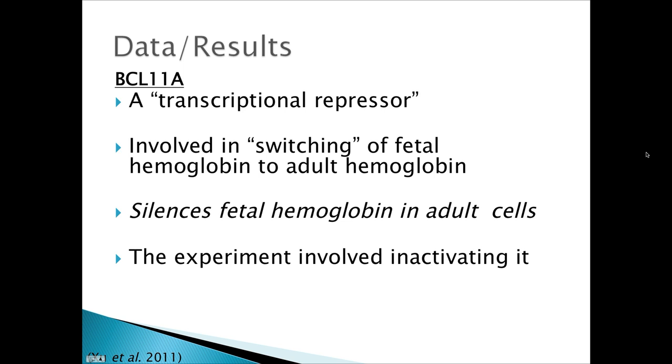BCL11A was a transcription factor, or repressor, that was used in this experiment. It is capable of regulating the transcription from fetal hemoglobin to adult hemoglobin. Consequently, and very importantly, it silences fetal hemoglobin. The experimenters did not want fetal hemoglobin to be silenced because fetal hemoglobin, compared to adult hemoglobin, lessens the symptoms of sickle cell anemia.